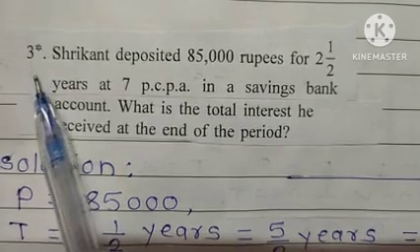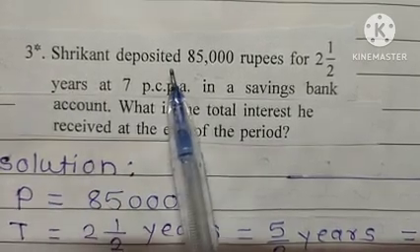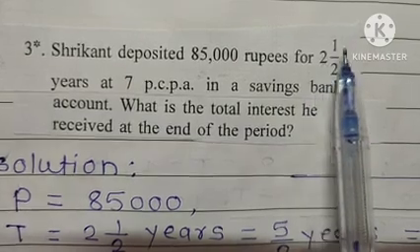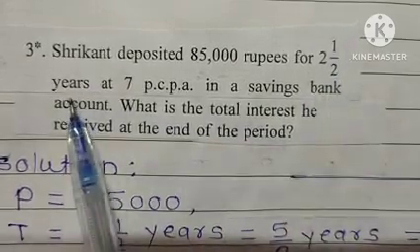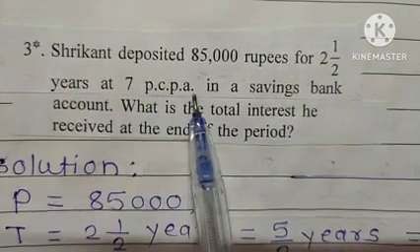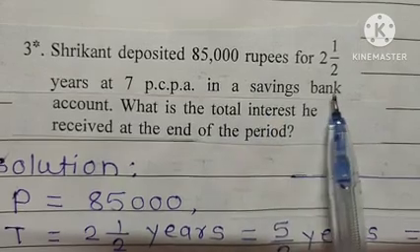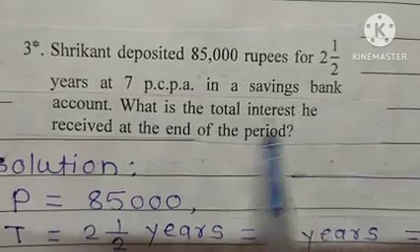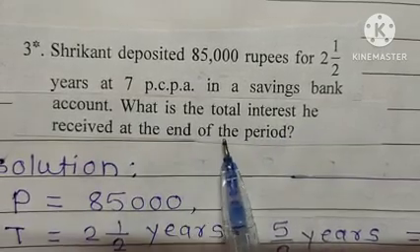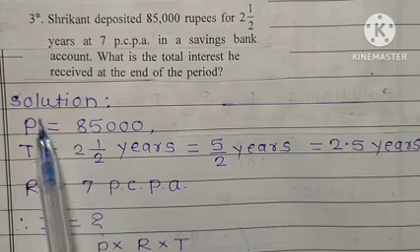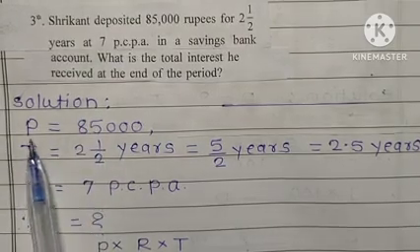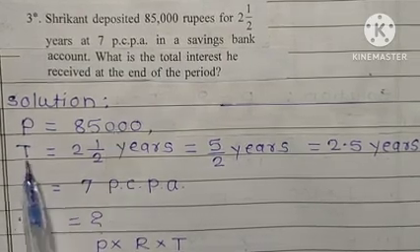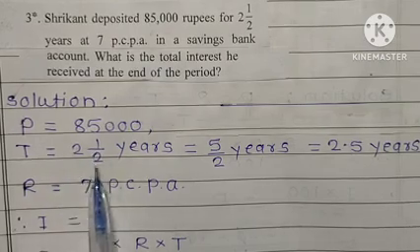Example 3. Shrikant deposited 85,000 rupees for 2.5 years at 7 percent per annum in a savings bank account. What is the total interest he received at the end of the period? Okay. Solution. P, principal amount, rupees 85,000. T, time period, 2.5 years.